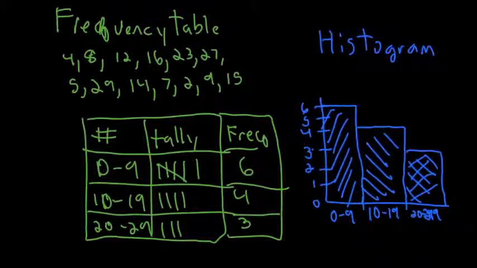And that is how you make a histogram from a frequency table. Just remember, when you make a histogram, you have to have intervals.